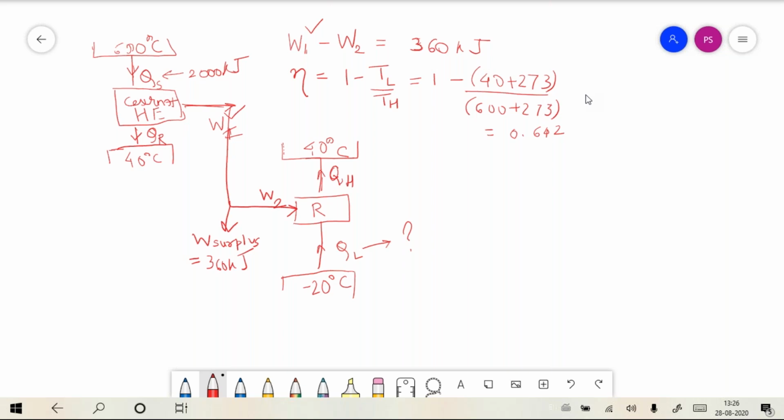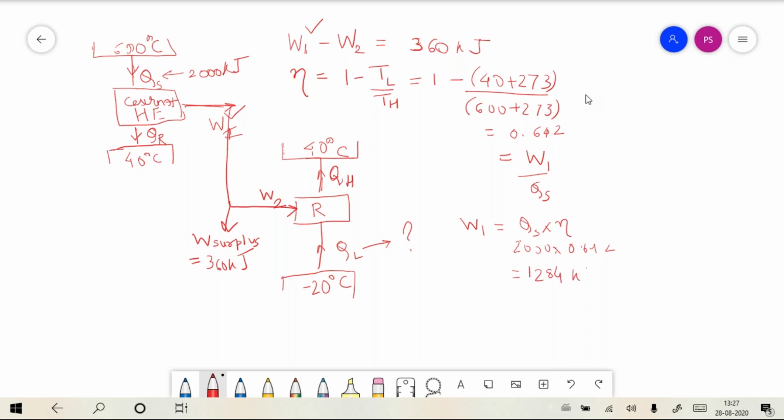As I had explained, this is the engine, and the efficiency of the engine is the work output, in this case W1, upon the heat input. So obviously W1 would be QS into the efficiency. QS is given to be 2000, so 2000 into 0.642. That comes to 1284 kilojoules. So you have found W1 now.